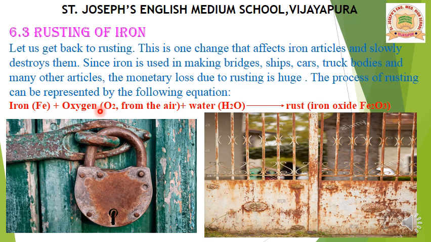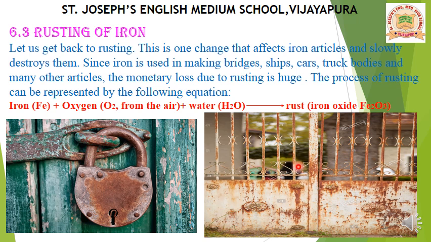Iron, when it comes in contact with oxygen and water, leads to rust. The symbol of iron is Fe and the symbol of oxygen is O2. When it combines with water, the molecular formula of water is H2O. When iron comes in contact with oxygen and water, it leads to rust. It forms ferrous oxide, or iron oxide. The molecular formula of ferrous oxide is Fe2O3. You can see here the red color powder like substance on the gate and on the key.